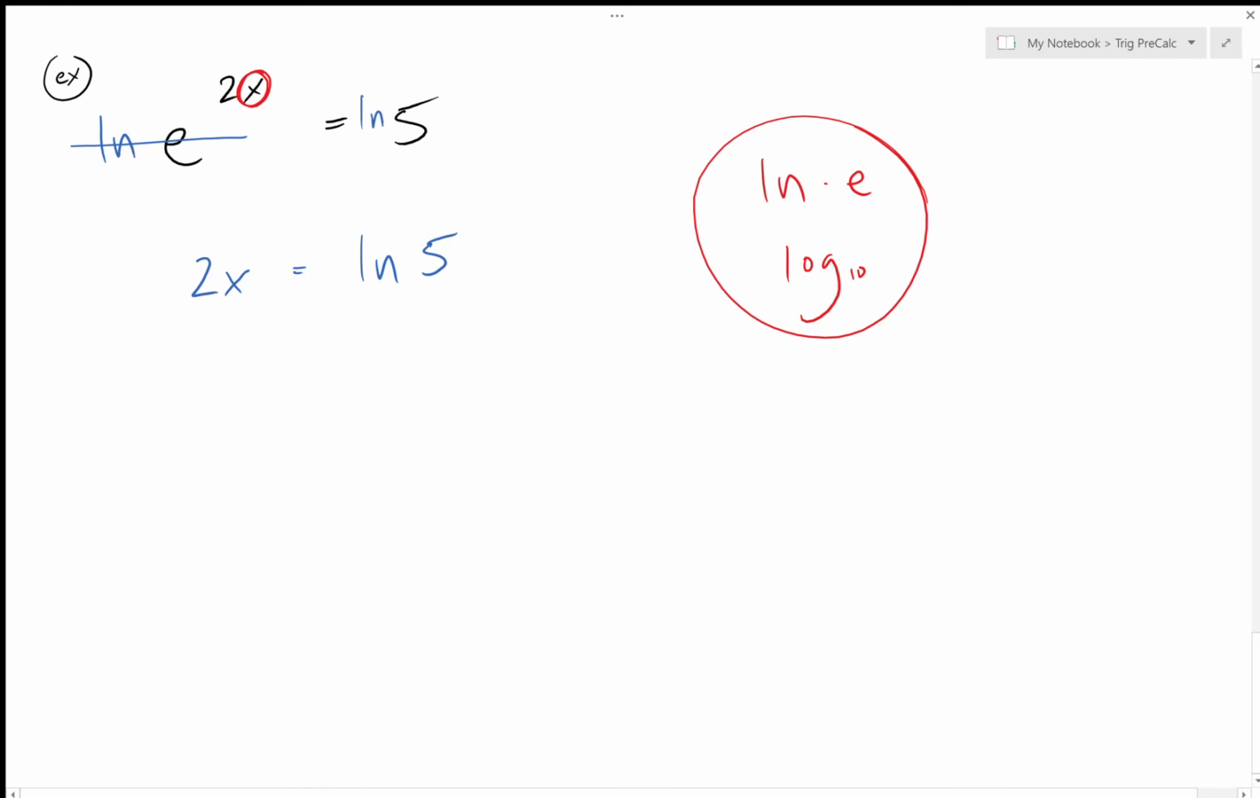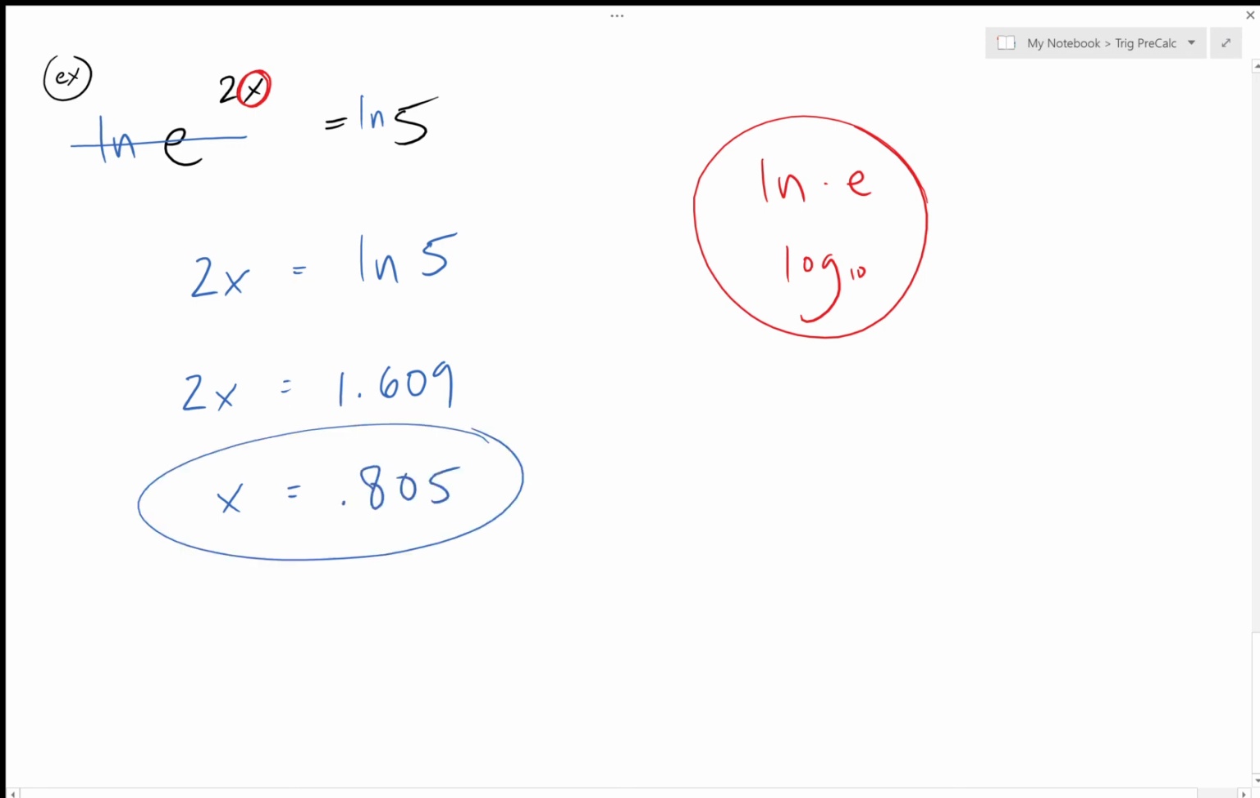And if you notice, you look on your calculator, there is an ln button. It should be nearby your log. So if you're on the graphing calculator, it's right under log. So go ahead and just plug that into the calculator, ln of 5. You should come out with a decimal. So ln of 5, we get 1.609. x equals, go ahead and divide both sides by 2. 0.805, depending on how they want you to round it.